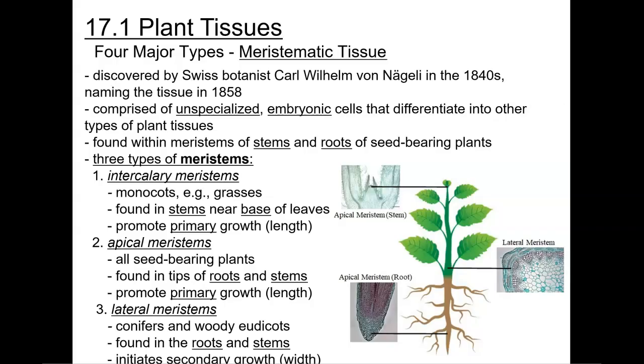You also have what's called lateral meristems. Now, lateral means sides. These are found in conifers and woody eudicots. These help them to grow wider. It's found in the roots and stems, and it's called secondary growth. So it shows how the plant grows wider, versus the apical meristem, growing taller. So note lateral versus apical meristem.